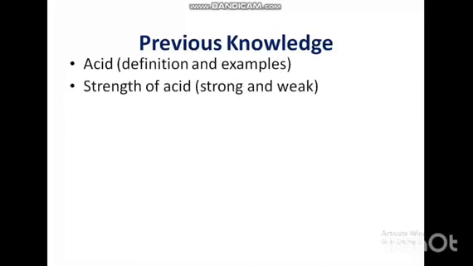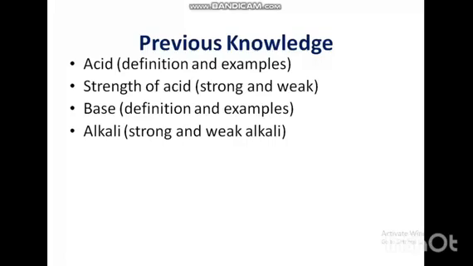To understand titration better, there are topics we ought to have covered. The topics include acid, definition and examples, strength of acid. There you'll be talking about strong and weak acids, base, definition and examples, alkali. We're talking about strong and weak alkali. Also, choice of indicators, when to use a particular indicator.